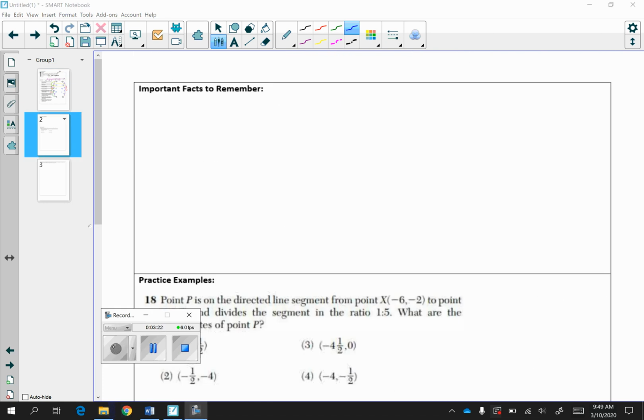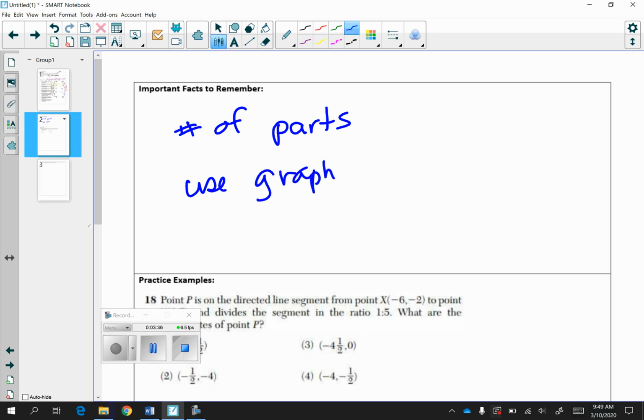What are some of the important facts to remember? We have to get the number of parts. You can always graph on graph paper in the back of the book if you want to confirm your answer. So you can always use the graph paper in back of the Regents book.